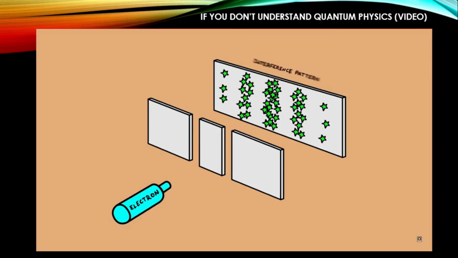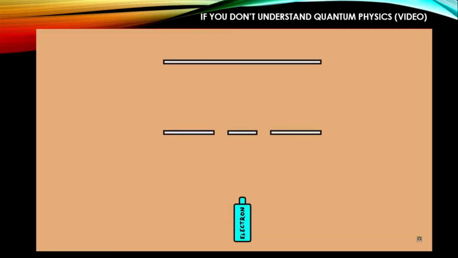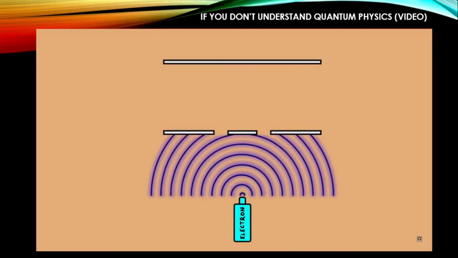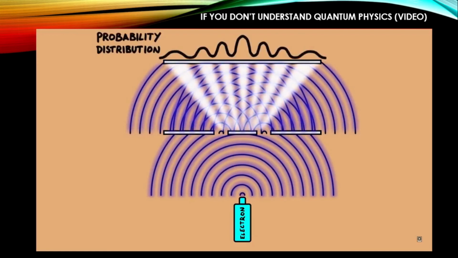This pattern of stripes is called an interference pattern, something you only see with waves. The idea is that it's the electron wave that goes through both slits at the same time, and then the waves from each slit overlap with each other, and where the waves add together you've got a high probability of the electron popping up at the wall, but where the waves cancel out the probability is very low.